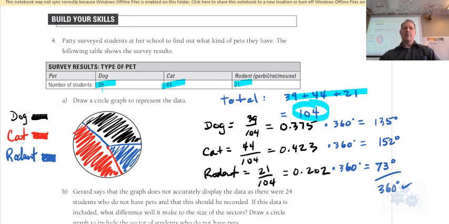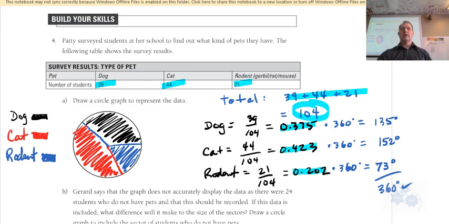So the dog, what fraction is the dog of that? Well, 39 over 104, or divided by 104, gives us this decimal. I didn't change it into percent because I'm going to use a decimal anyways later. Cat was 44 over 104, and so that's this decimal, and rodent was 21 over 104, this decimal. So that's the first 2 steps right there. Okay, find the total and find what fraction or what proportion of the total each category is.